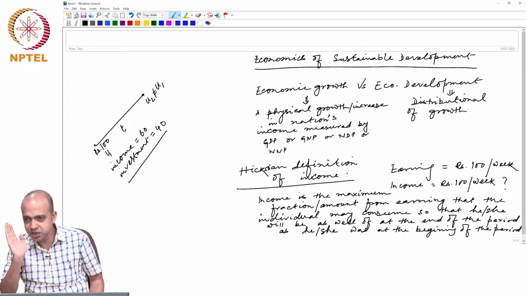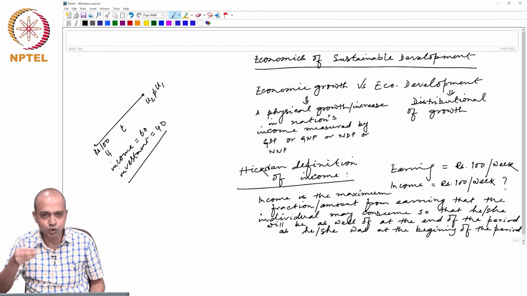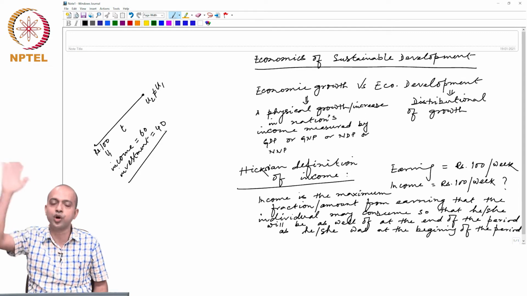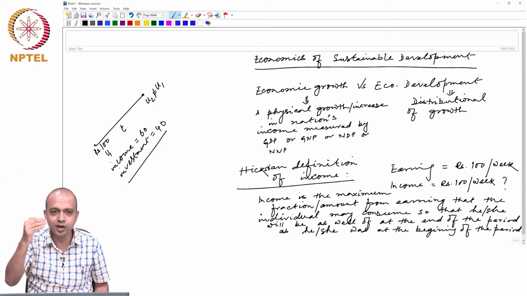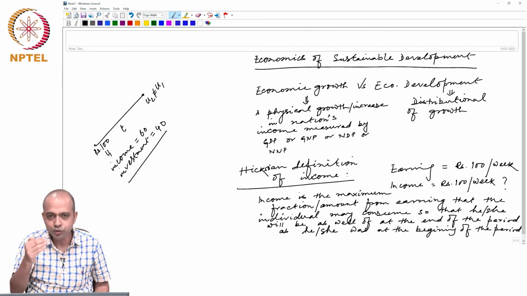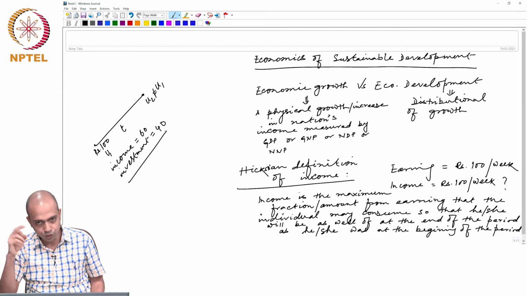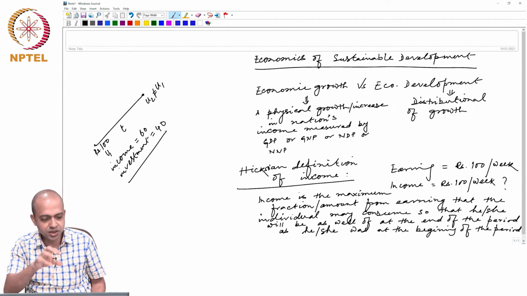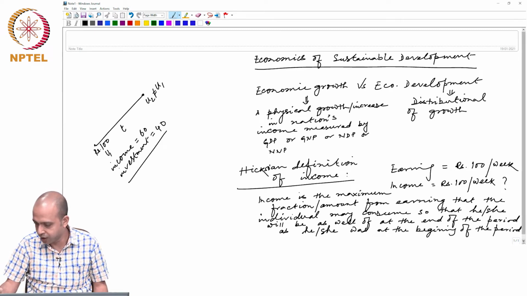So, basically it says that income is actually a subset of earning, and that subset is the maximum that you can consume from that period onwards throughout your life. And how do you ensure that? You must invest somewhere. This is the difference between income and investment, income and earning.